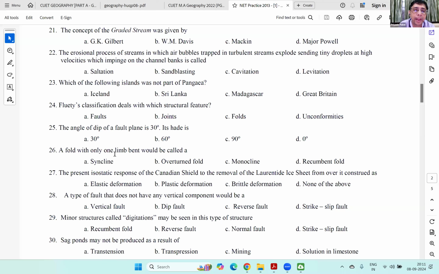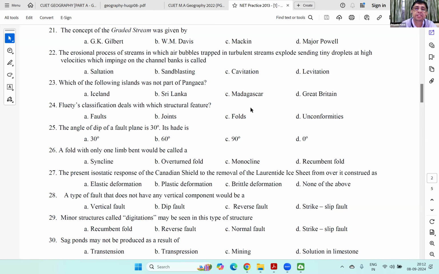So sac ponds are produced why? Is it due to mining? Is it due to transpression? Is it due to transtension? Is it due to solution? Okay, see the question. Sac ponds may not be produced as a result of what?